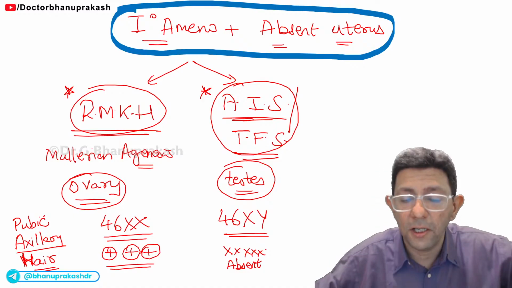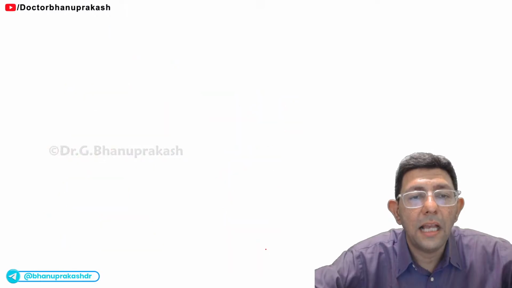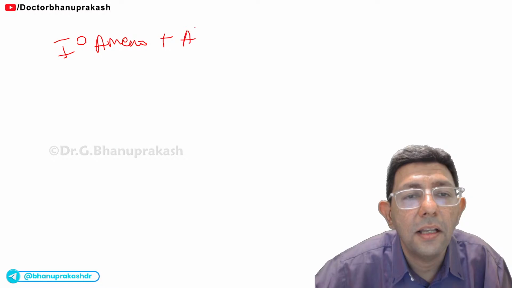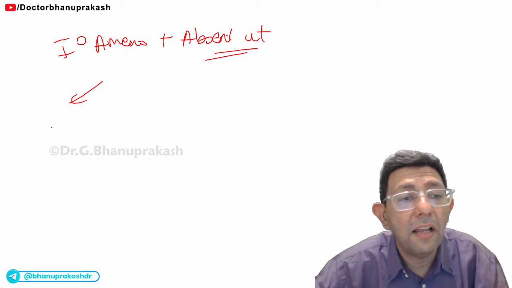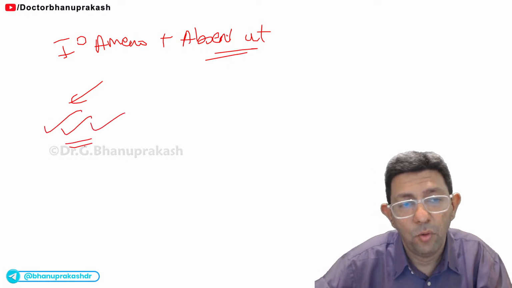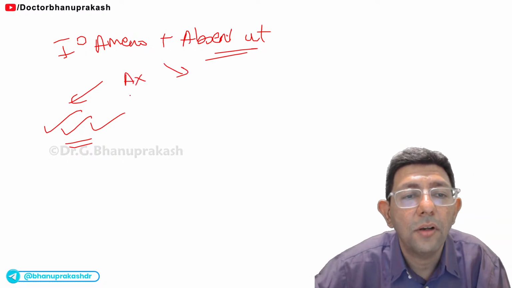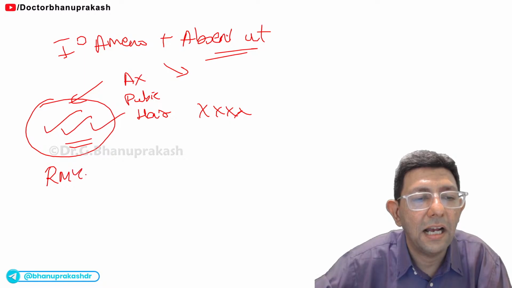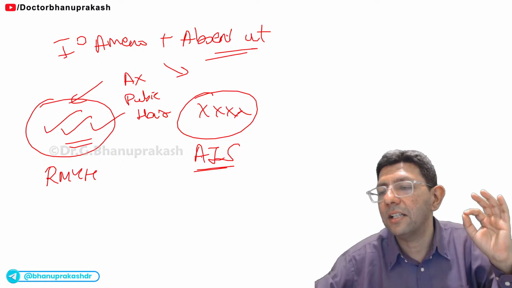So now tell me the answer. I have a patient with primary amenorrhea and absent uterus, and if I tell you the patient has well developed axillary and pubic hair, what is your answer? And if I change one word and say axillary and pubic hair are absent, what is your answer? If it is well developed pubic hair, it is RMKH. If it is absent pubic hair, it is androgen insensitivity. Is this crystal clear to all of you?